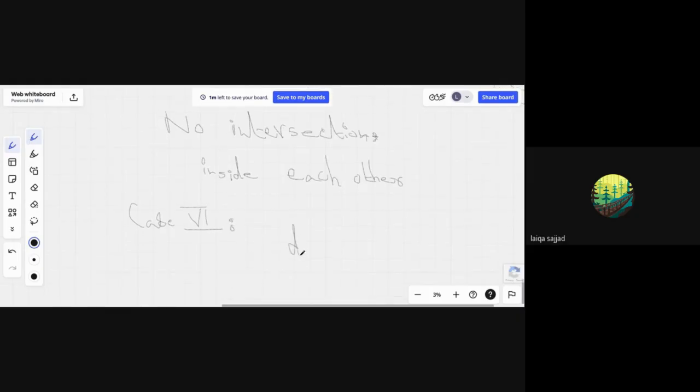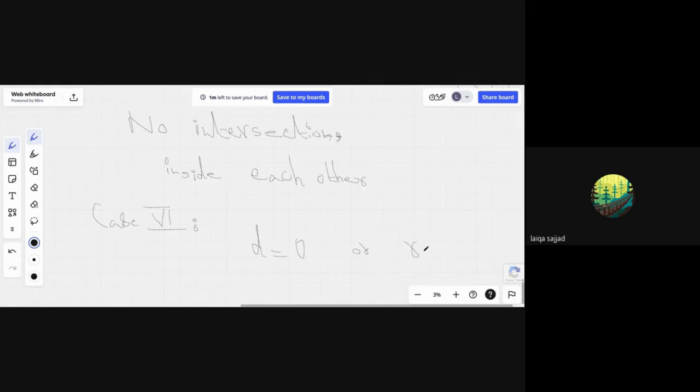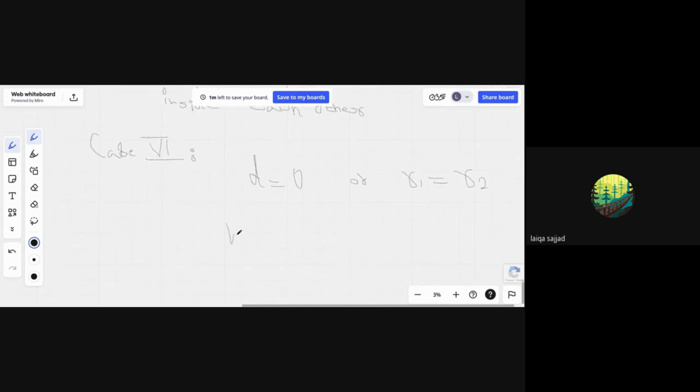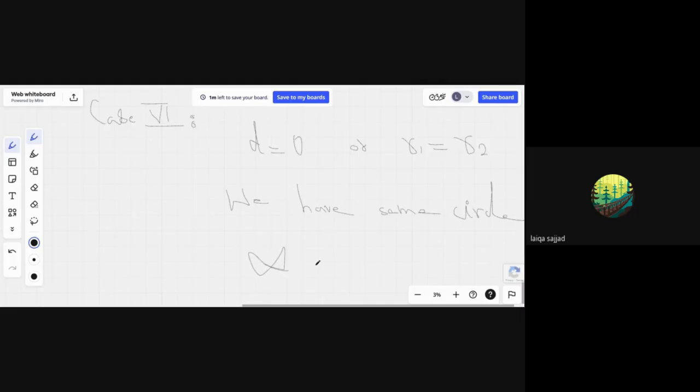The last one is where d equals 0 or r1 equals r2. You can see that we are talking about the same circle. So we have the same circle, so an infinite number of intersections will be there.